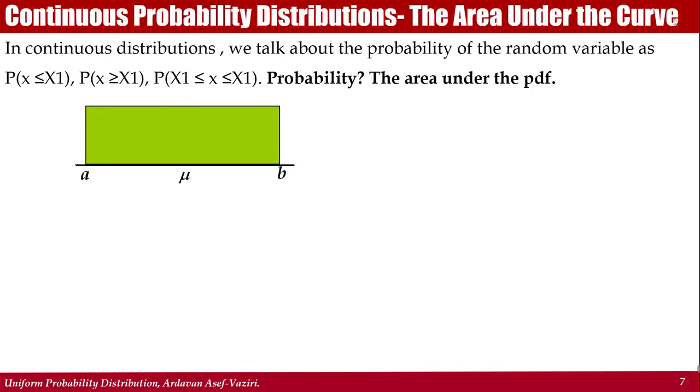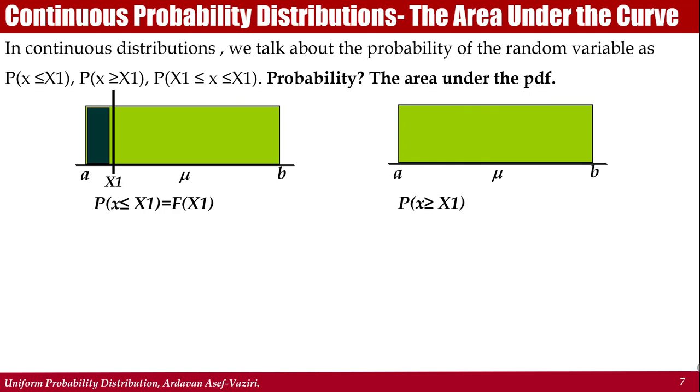This is a uniform distribution. It has a lower bound and an upper bound. The lower bound, we show by A, and the upper bound by B. Sometimes we show the lower bound with L and the upper bound with U. The probability of x being less than or equal to a specific value, we also show by capital F of that specific value. That is the probability to the left of that value, and that area is the probability.